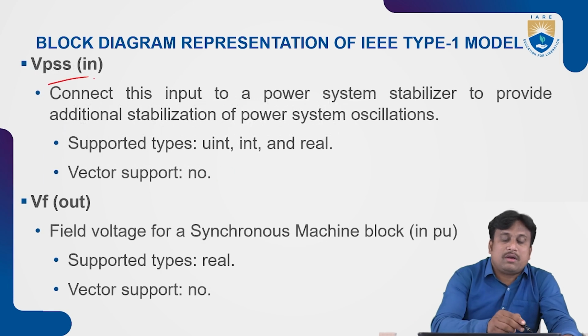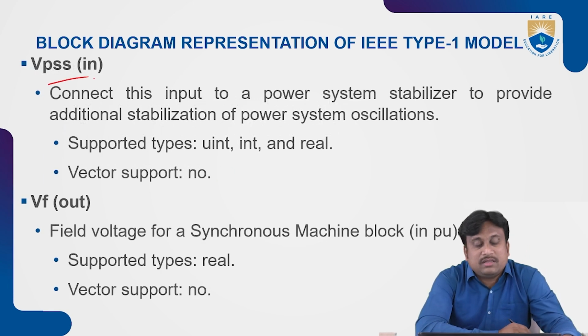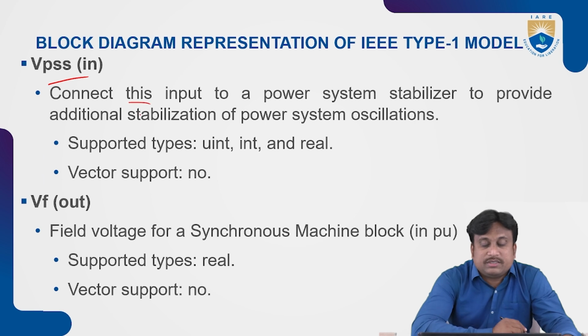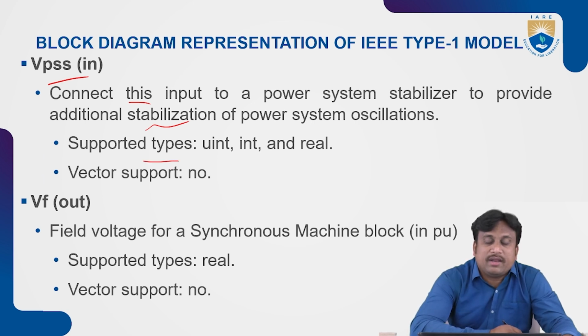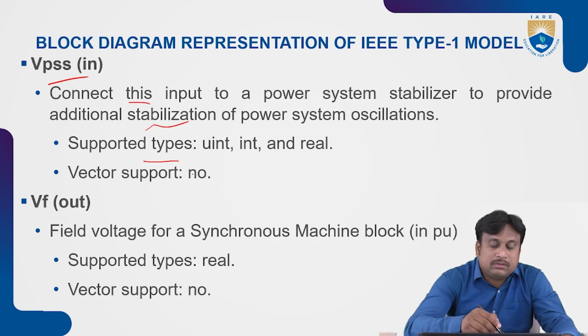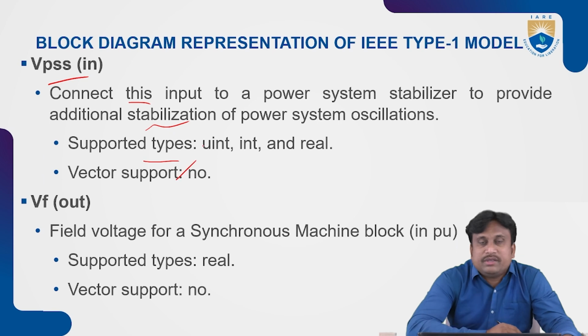And one more block is VPSS in. That means this is connecting to the input of a power system stabilizer to provide additional stabilization of the whole power system oscillations of the network. So these are supported by the types UINT, INT, and real coefficient terms, just like what we discussed. Here also vector support is not supported.